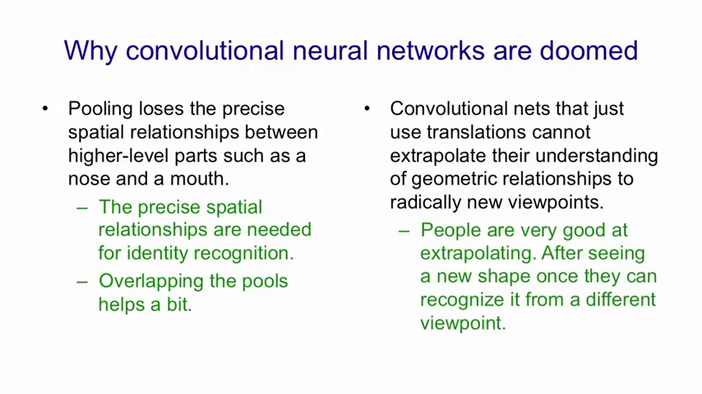Now, people are very good at extrapolating. After seeing a new shape once, they can recognize it from a very different viewpoint. Currently, the way we deal with that with convolutional neural networks is to train them on transformed data. So this involves giving them huge training sets where we try to transform the data through different orientations and scales and lightings and all sorts of other things so that the network can cope with those variations. But that's a very clumsy way of dealing with the variations.